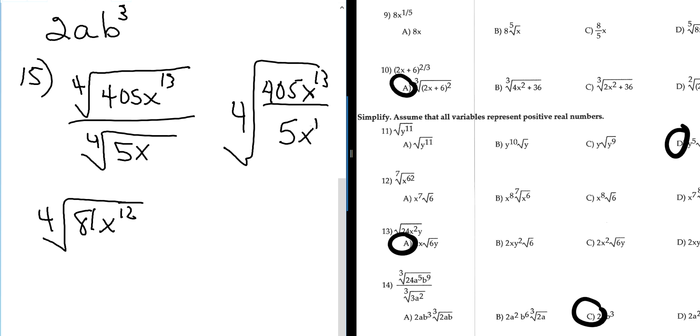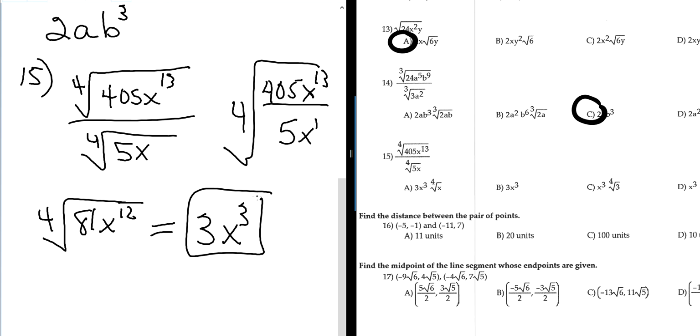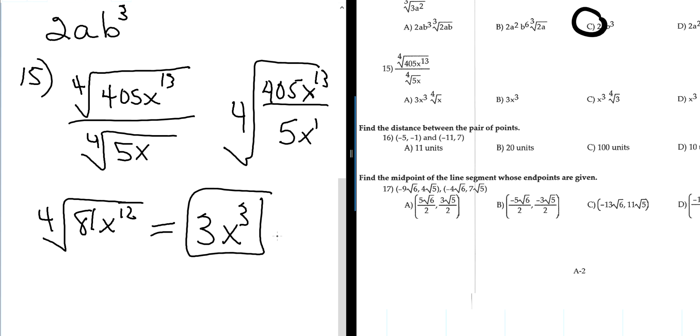13 minus the 1. Okay, so then I've got the 4th root of 81 is 3, and x to the 12th, 4 into x to the 12th goes x to the 3 times. So there's my answer for number 15, which is 3x to the 3rd, and it is B. Okay.